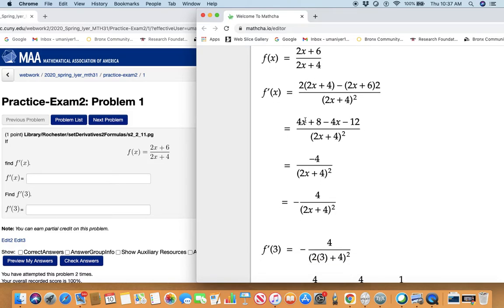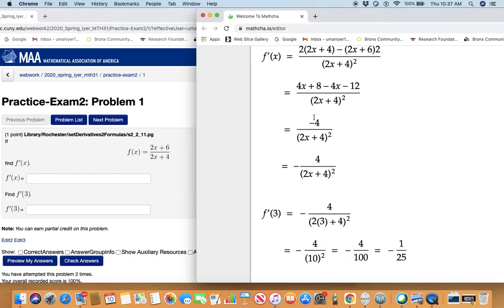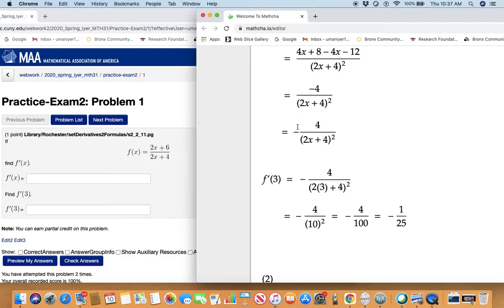Simplifying, you get (4x + 8 - 4x - 12), the whole over (2x + 4) squared. Simplifying further gets you negative 4 over (2x + 4) squared. That is overall negative 4 over (2x + 4) squared. Now the derivative at 3, all I need to do is substitute x equals 3 in my expression for the derivative. So that is negative 4 over 10 squared, that is negative 4 over 100, that is negative 1 over 25.